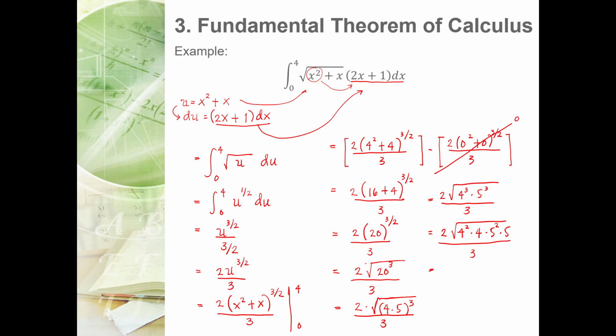So notice that 4 squared is a perfect square, and 5 squared is a perfect square. So this becomes 2 times 4 times 2 times 5 square root of 5 all over 3. So 2 times 4 is 8, times 2 is 16, then 16 times 5 is, I think, 80, di ba? So 80 square root of 5 all over 3. So this is the final answer.